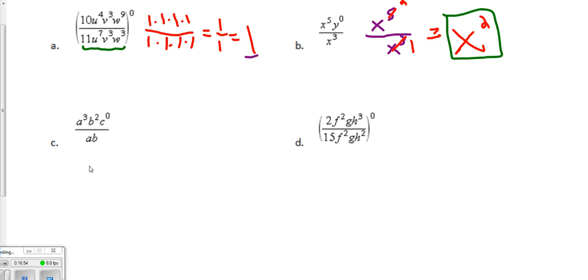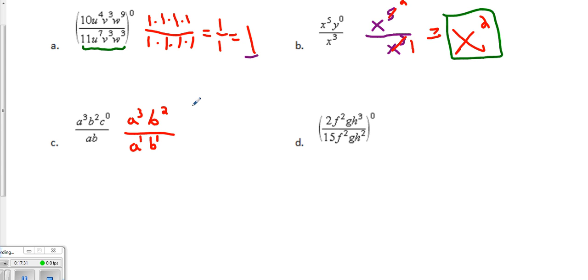Similar thing down here in C. We've got a to the 3rd, b to the 2nd, c to the 0th, all over a, b. We'll start off by writing each piece individually. A to the 3rd, b to the 2nd, times c to the 0th is 1, all over a to the 1, b to the 1. If they don't have an exponent, it's like it's to the 1st power. Okay, we don't need this times 1. Times 1 doesn't change anything, so we can get rid of that piece.